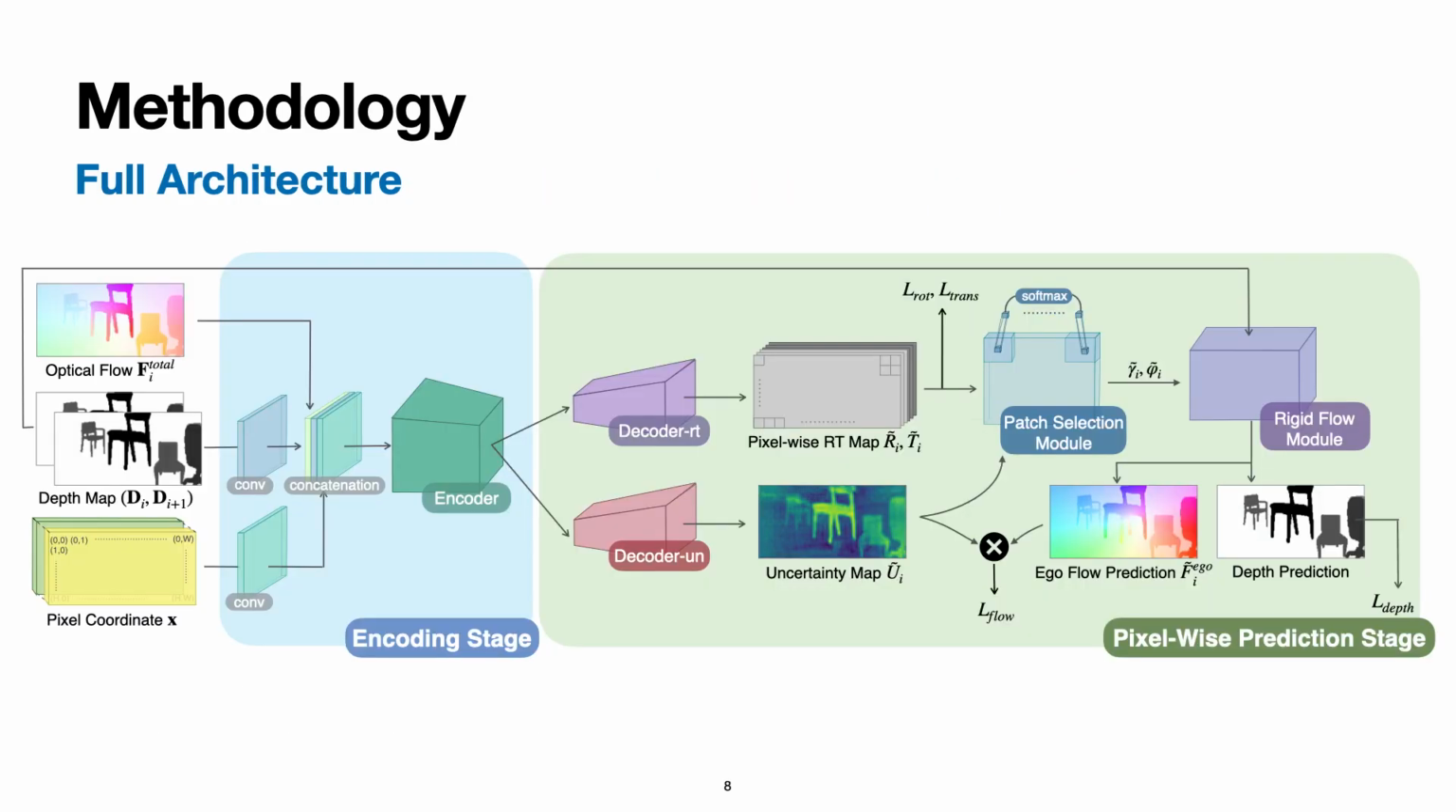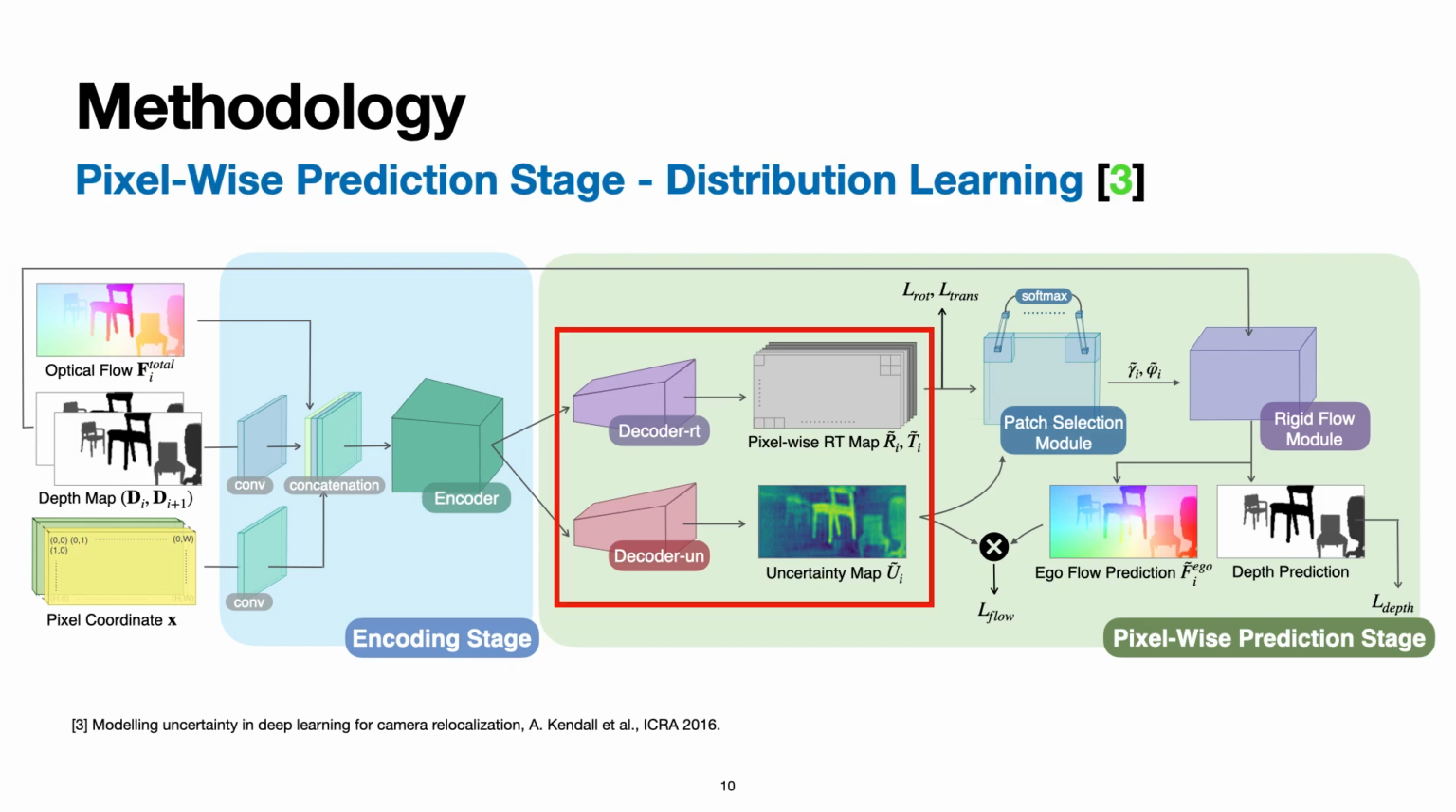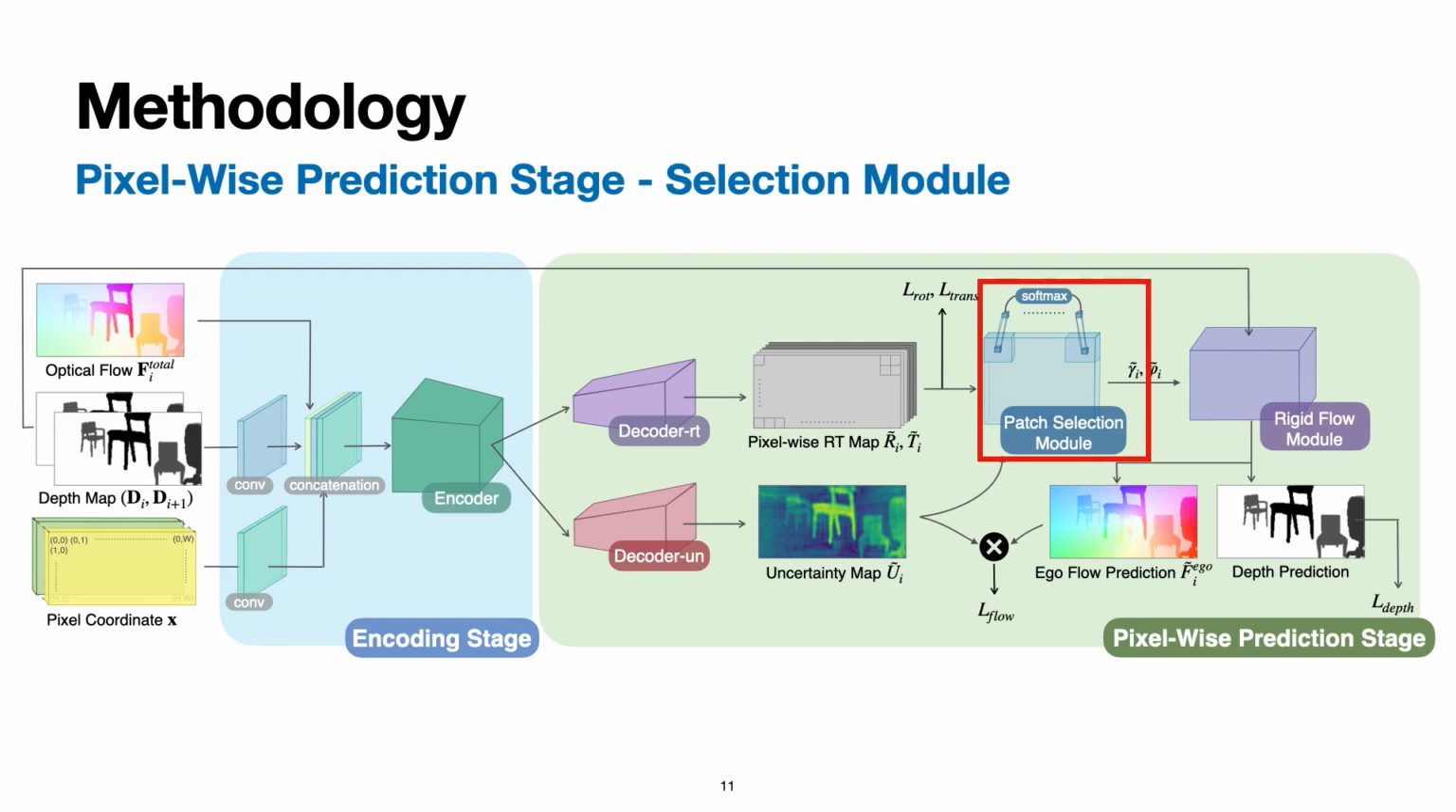The proposed PWVO architecture consists of two stages, an encoding stage and a pixel-wise prediction stage. The encoding stage is responsible for extracting features from the input data. The pixel-wise prediction combined with uncertainty estimation can be formulated as distribution learning. The former is the mean and the latter is the variance. To reconstruct the ego flow, we need a global set of camera motion. We design a selection module to substitute the global average pooling layers.